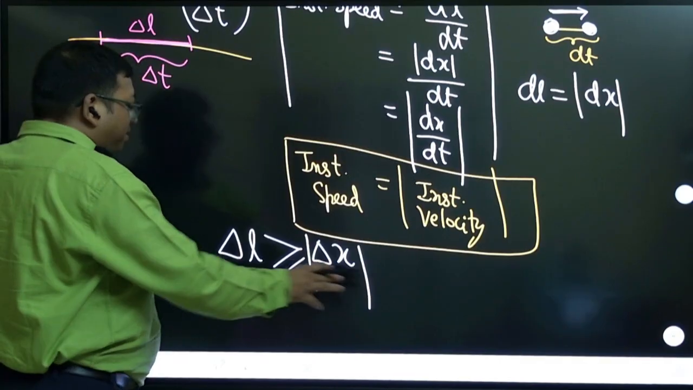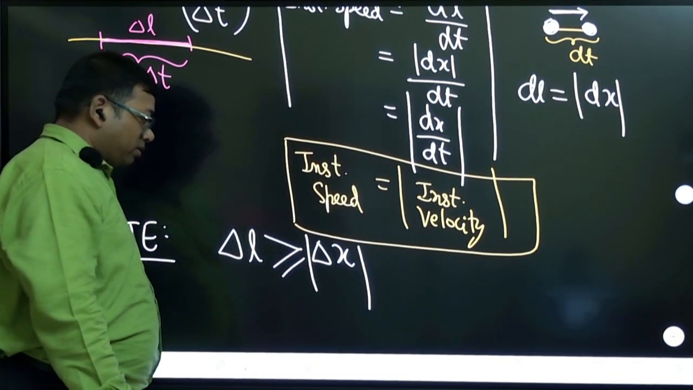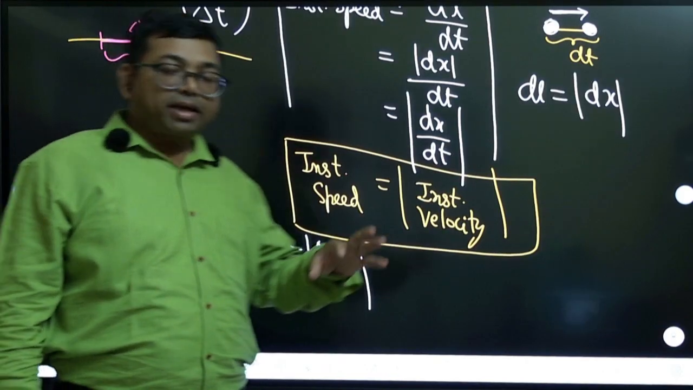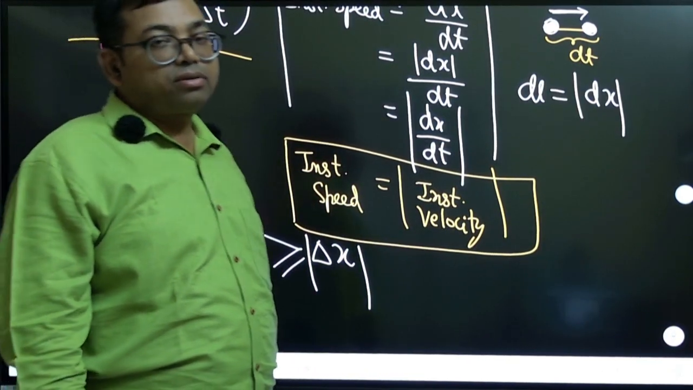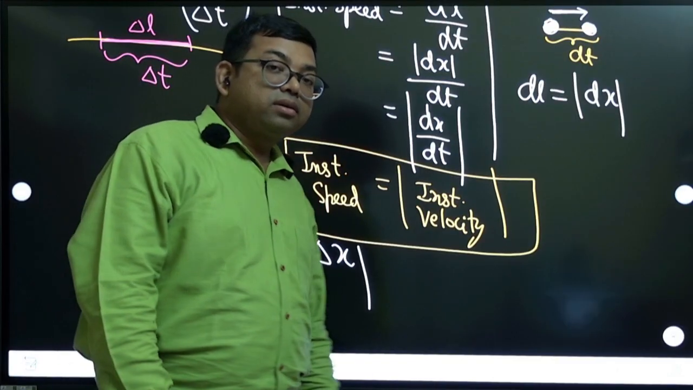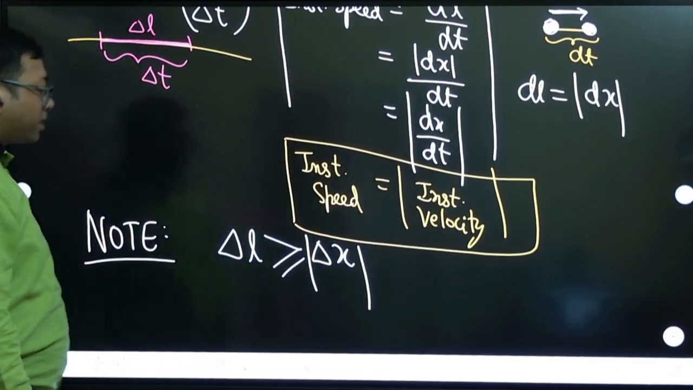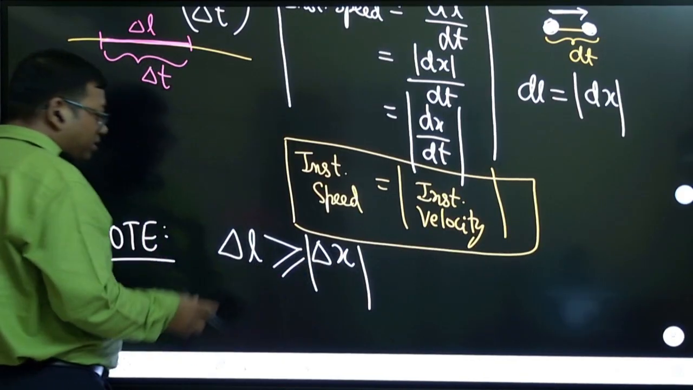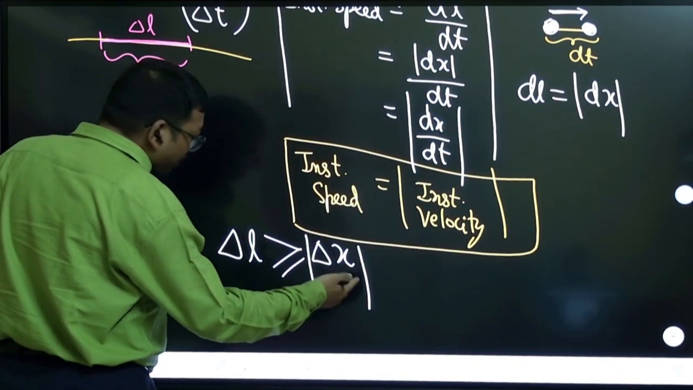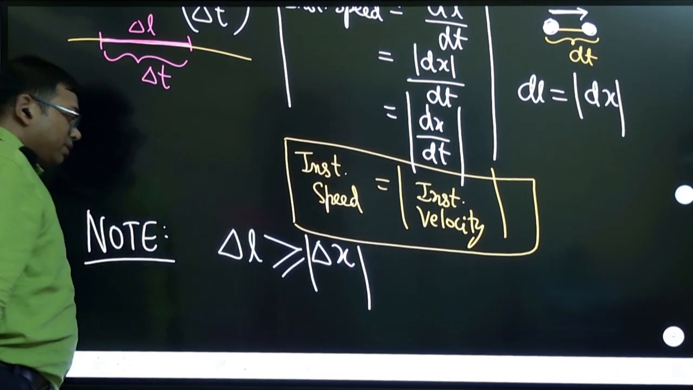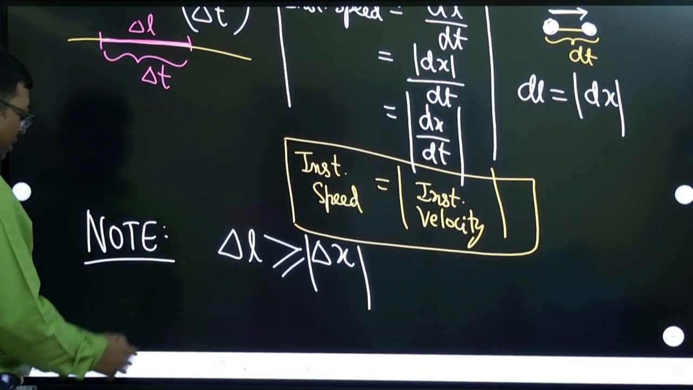You cannot compare a scalar with a vector. Only the magnitude of a vector can be compared with a scalar. We cannot compare direction, right? Direction cannot be compared because this is a vector quantity and this is a scalar quantity. So the magnitude of a vector can be compared with a scalar. Okay, this is one idea.